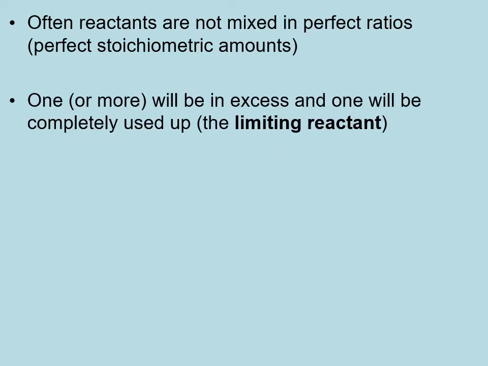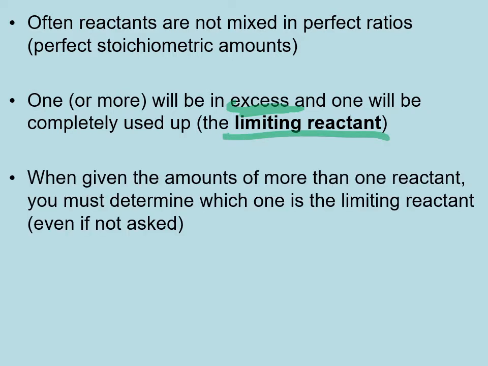Often more than one of them, and again, it depends on how many reactants you have, but let's say you have 2 reactants, then one of them you'll have in excess. So you have more of it than will be used in the reaction, and then that means that the other one is going to get completely used up. So they are not in the perfect molar ratios that is dictated by the reaction itself, and therefore one's going to run out before the other. The one that runs out is referred to as the limiting reactant. It limits the amount of product that's going to be produced.